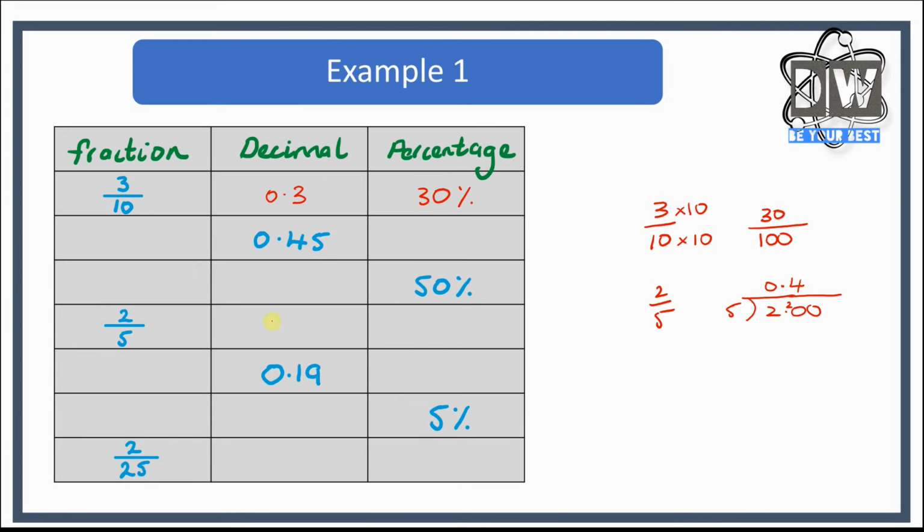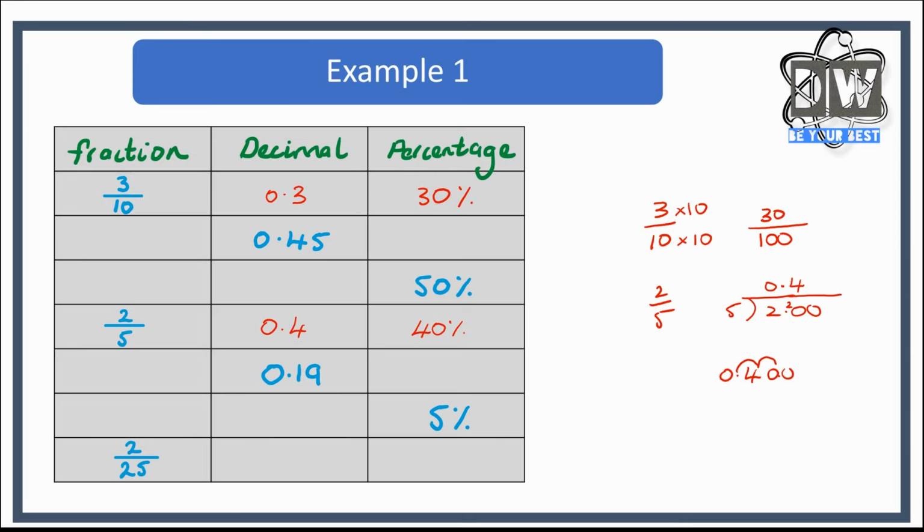So as a decimal, we're going to have 0.4, and as a percentage, we divided by 2. So on this one, we're going to divide by 100, so we're going to times by 100, and that gives us 40%. All right, so look, add a couple of zeros. We're going to times by 100, which will give us 40%.